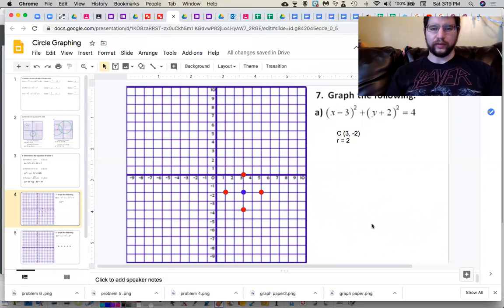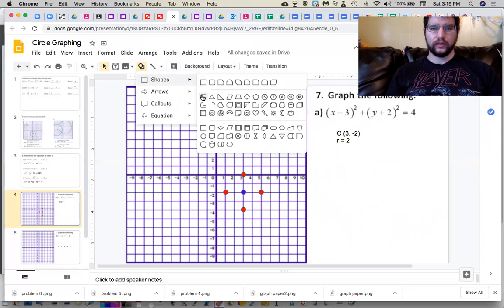Again, I don't expect it to be perfect, not at all. Now you might be saying that's not a circle. You're right, it's not a circle. So look up here. Here's the shape button. Go to shapes, and then your circle.